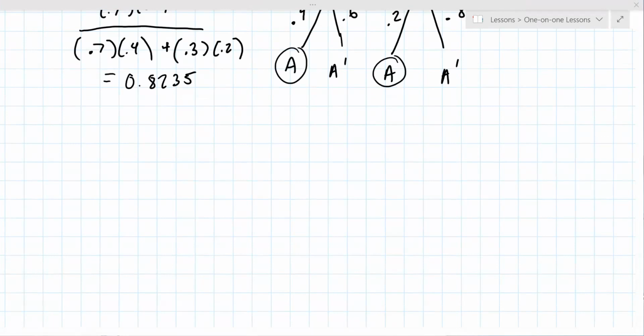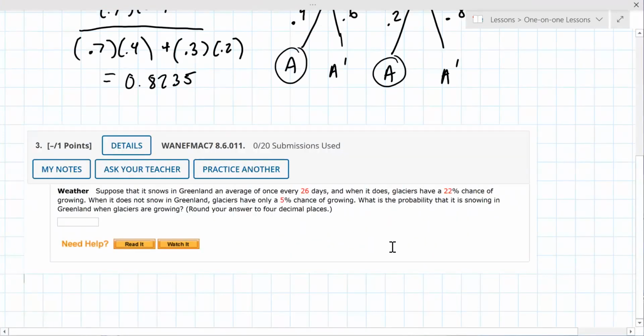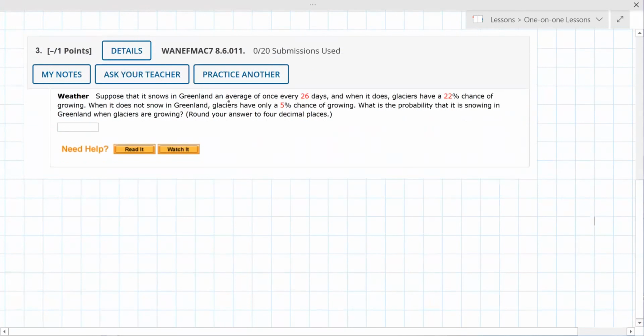And this one is another Bayes theorem. They all are, but this one will maybe be clearer. I'm not sure. We'll draw a few of these trees because maybe it'll help. All right, so this one says, suppose that it snows in Greenland an average of once every 26 days. So we got snow and then not snow.